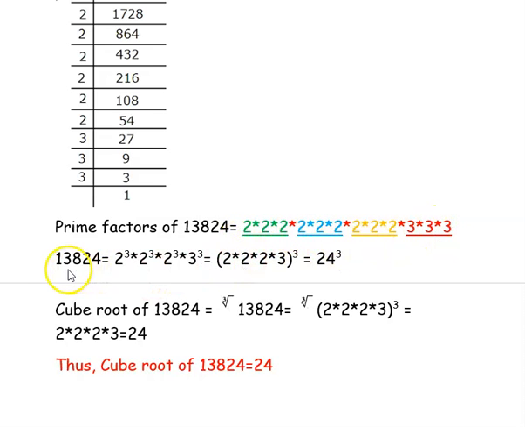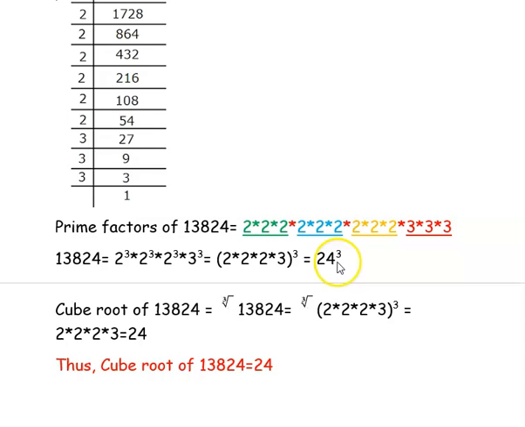Then we can write this 13,824 as 2 cube into 2 cube into 2 cube into 3 cube. Since all the powers are the same, it's cube, we can multiply the bases separately. So 2 into 2 into 2 into 3, the whole cube. 2 into 2 is 4, 4 into 2 is 8, 8 into 3 is 24.